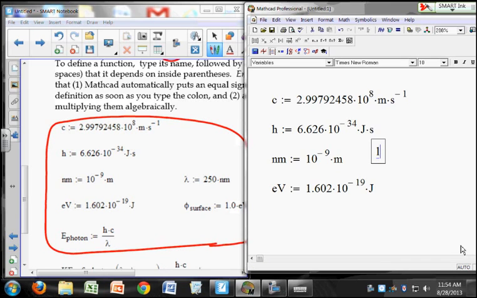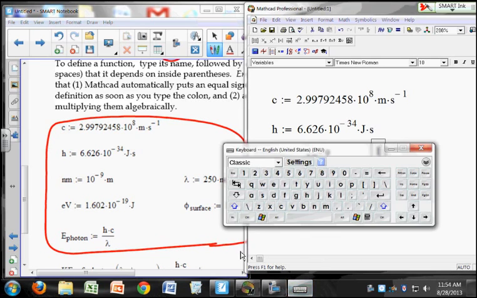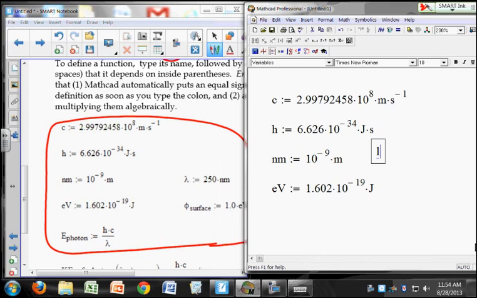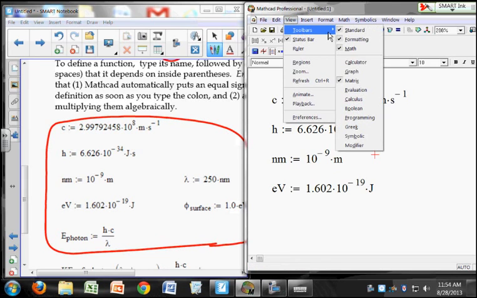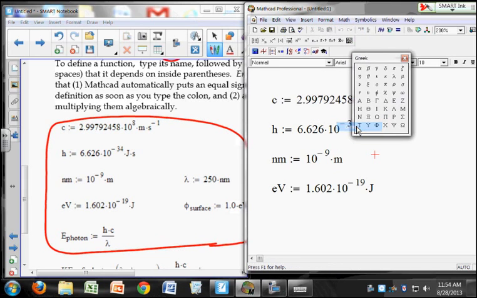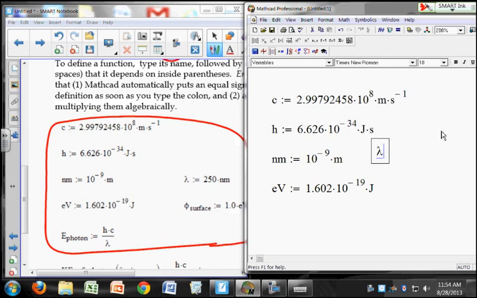Lambda, to get the Greek letter lambda, press the letter L and then hold down the control key while pressing the letter G. That's control G to make it Greek. Alternatively, you can pick it up from your toolbar. You can view your toolbar right here. You can have the Greek toolbar, and you can just pick the letter that you want, lambda.